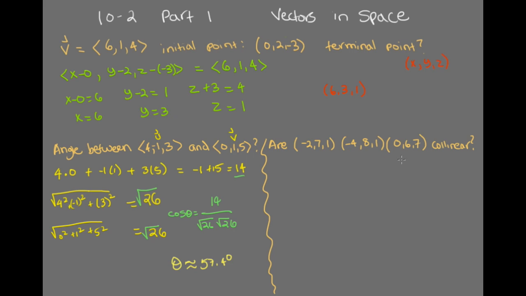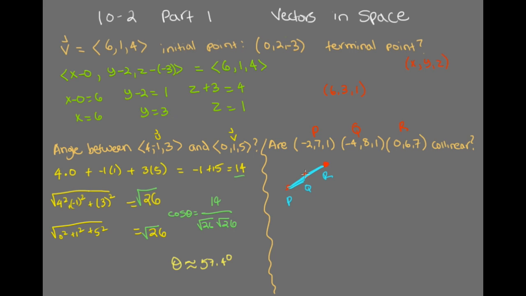Okay, so the last one. Are the 3 points that are given to us collinear? So let's assign values to each of these points. Make this P, Q, and R. Basically, if 3 points are collinear, we have a line here with 3 points. So if 3 points are collinear, this is P, Q, and R, then what we can do is make 2 vectors. We can make vector PQ, and we can make vector PR.